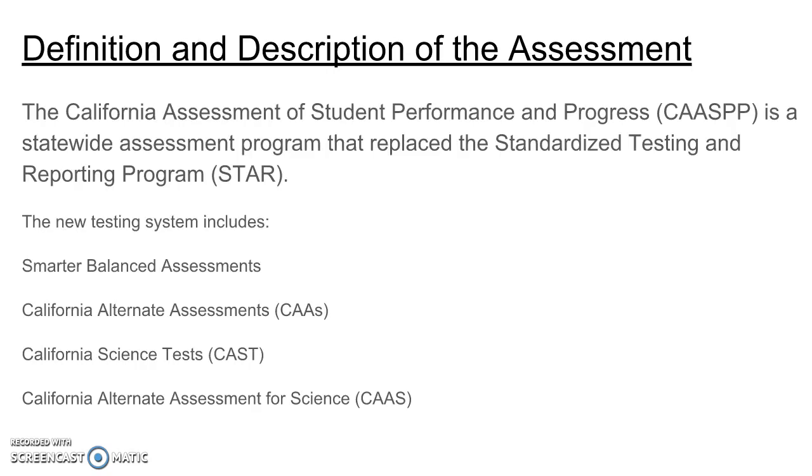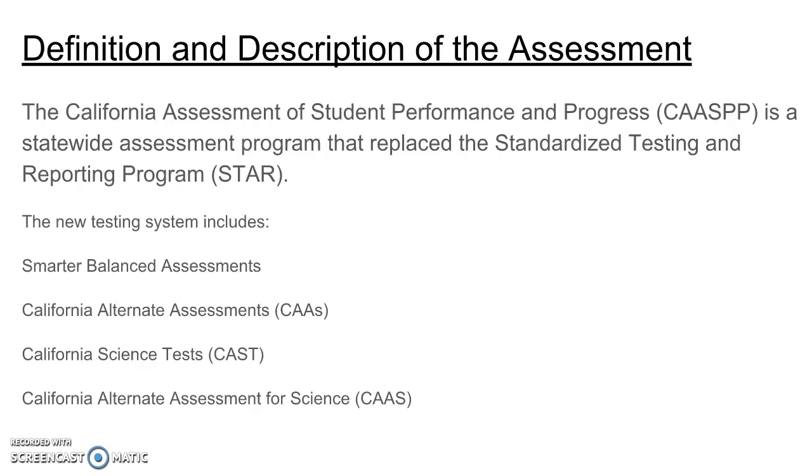The California Alternate Assessment is for students who are unable to take the Smarter Balanced Assessments. These are the students with significant cognitive disabilities. These tests are computer-based with two stages and are offered in a one-on-one format.